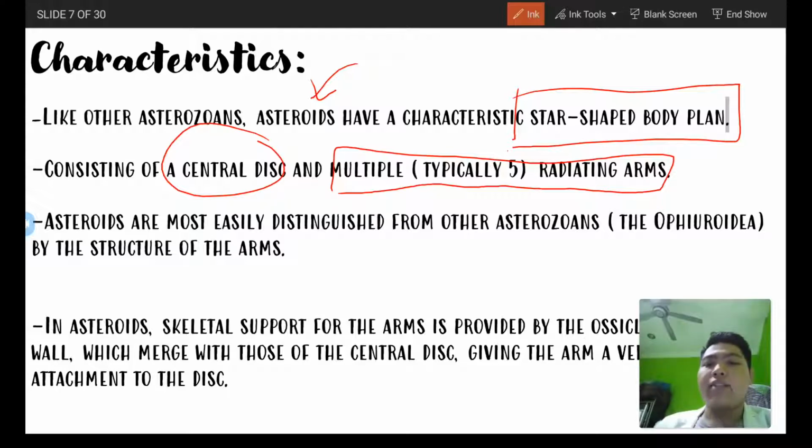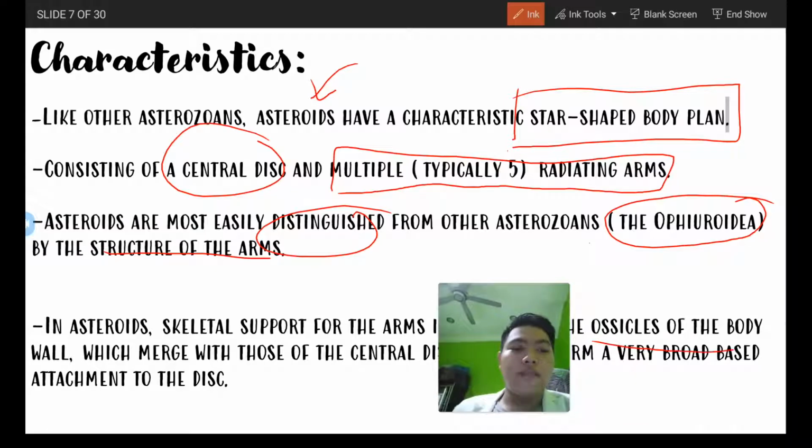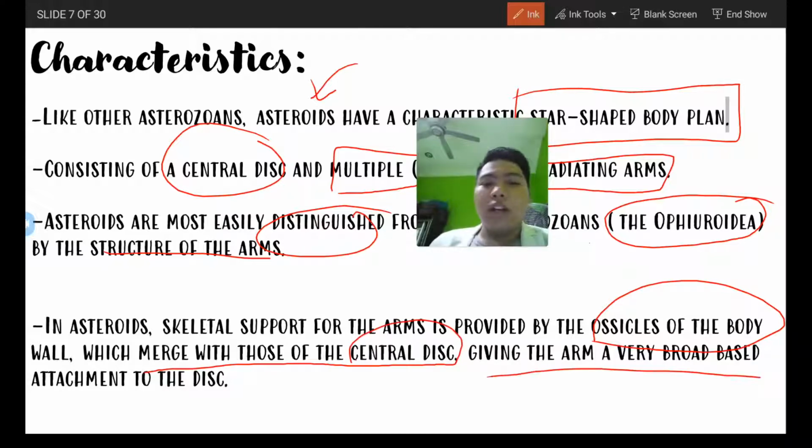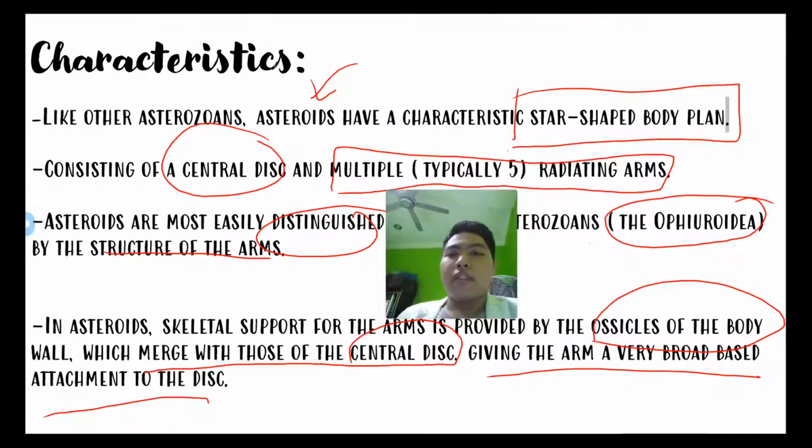Next, asteroids are most easily distinguished from other asterozoans, commonly from the Ophiuroidea. They kind of look the same, but they differ by the structure of their arms. Next, in Asteroidea, skeletal support is provided by the ossicles of the body wall, which merge with those of the central disc, giving the arm a very broad base of attachment to the disc. Okay, so let's go to the next.